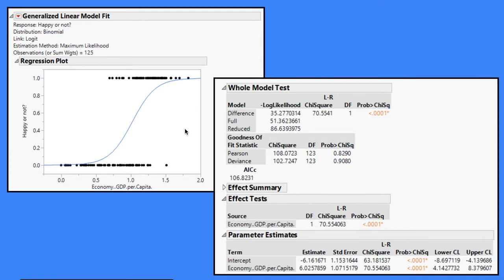And when we look at the goodness of fit statistic, we see that we have somewhat of a high deviance for chi-square. In addition, we also see that the probability for this chi-square is 0.90, meaning that there is no evidence for lack of fit. Therefore, we can conclude that using GDP as our single predictor model is a good prediction to determine if a country is happy or not.